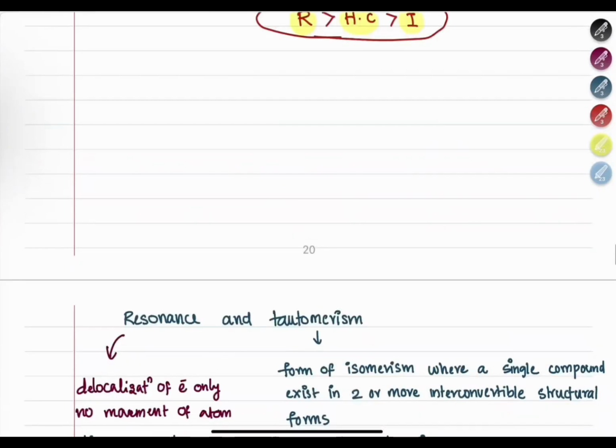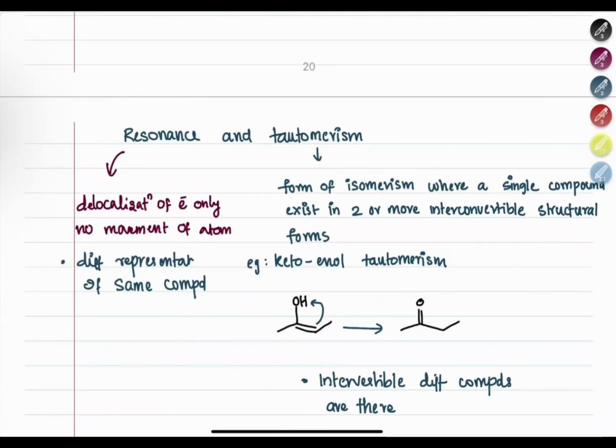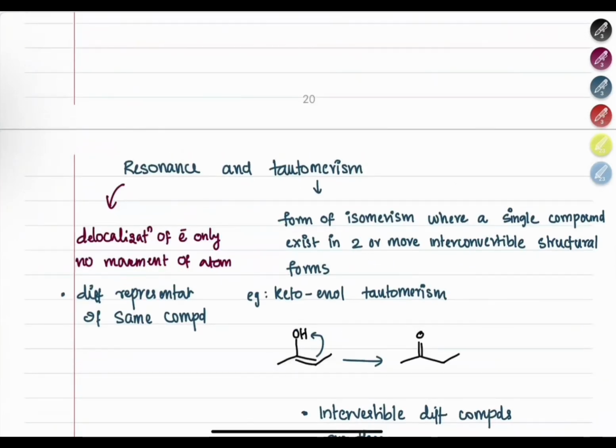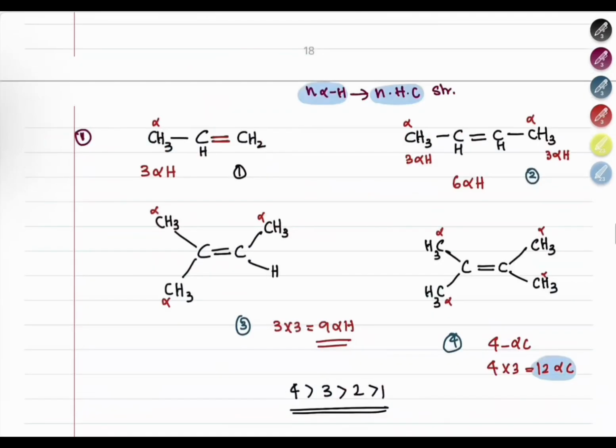So now we'll discuss the difference between resonance and tautomerism. Resonance we have seen in this class already. Resonance is a delocalization of electrons. In resonance, there is no movement of atoms. It's a different representation of the same compound. That we have seen in today's class.